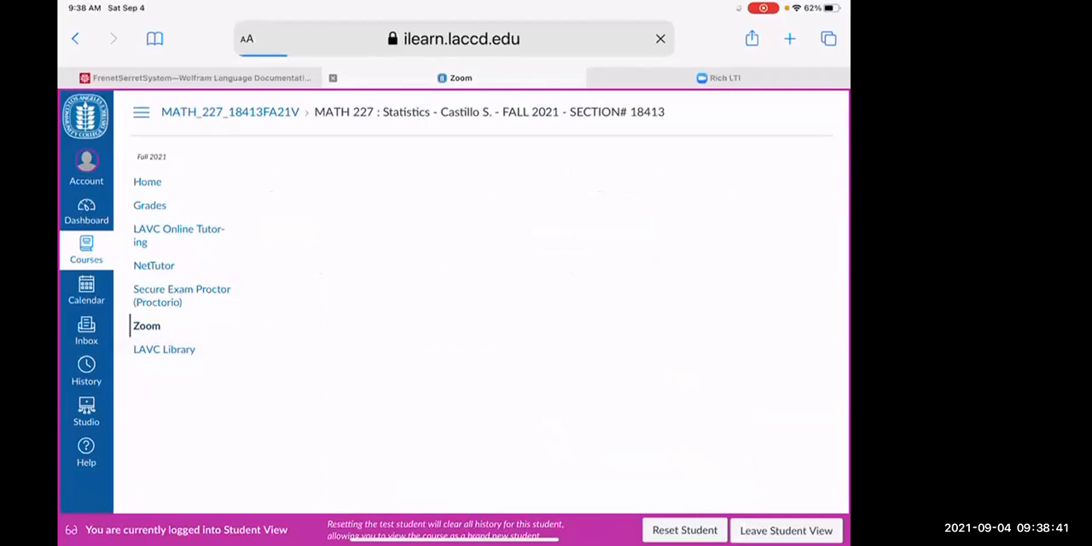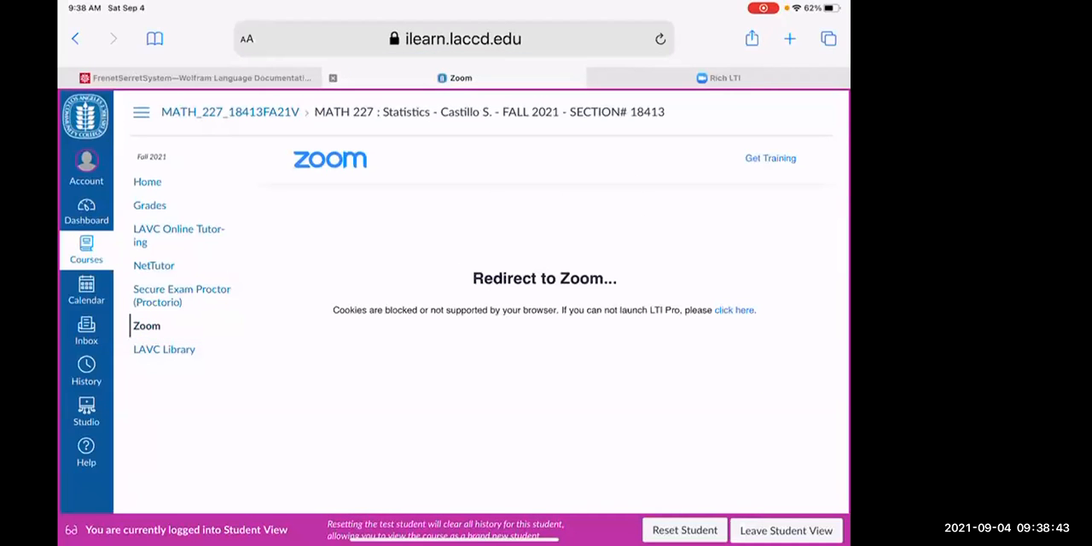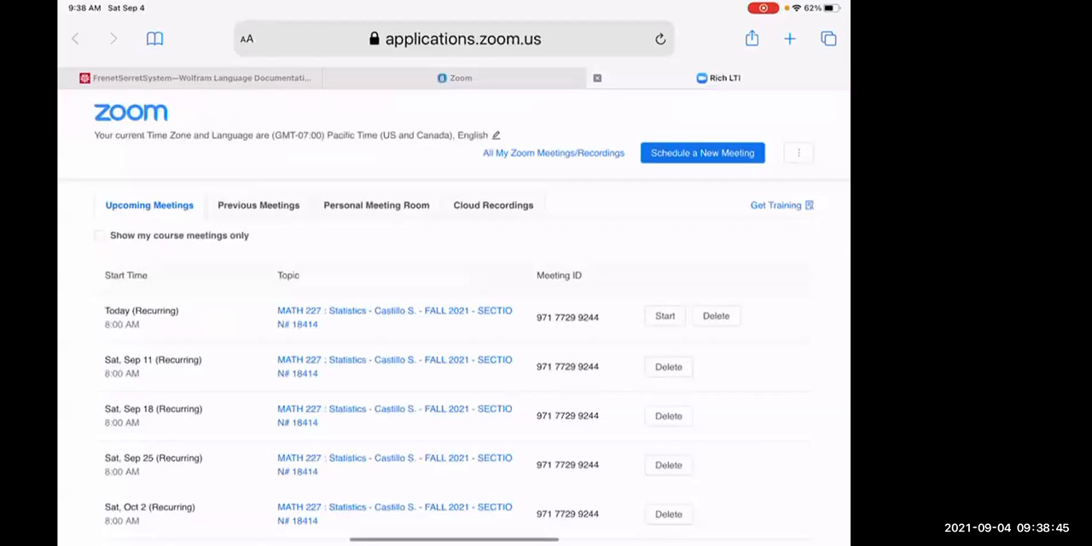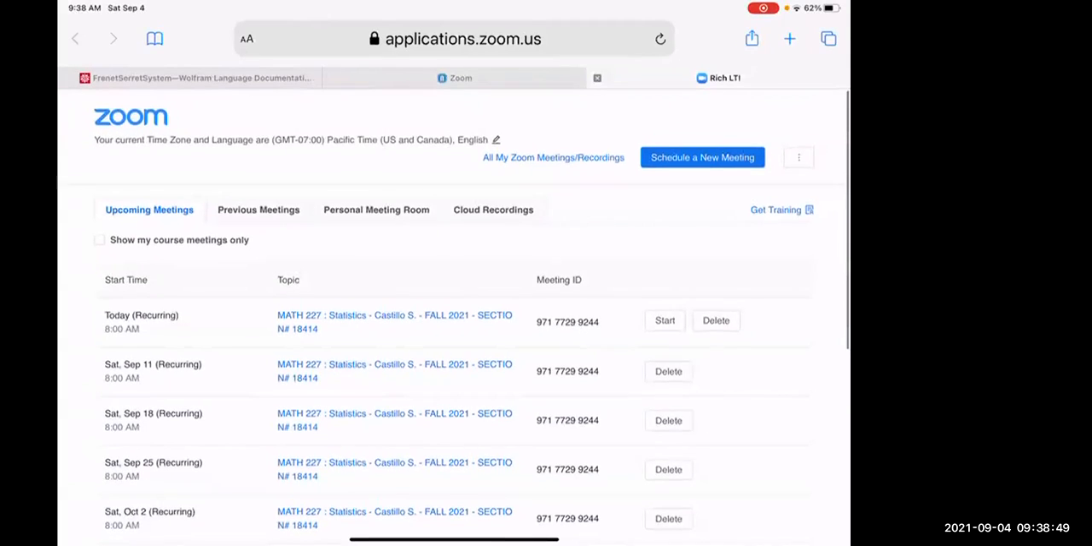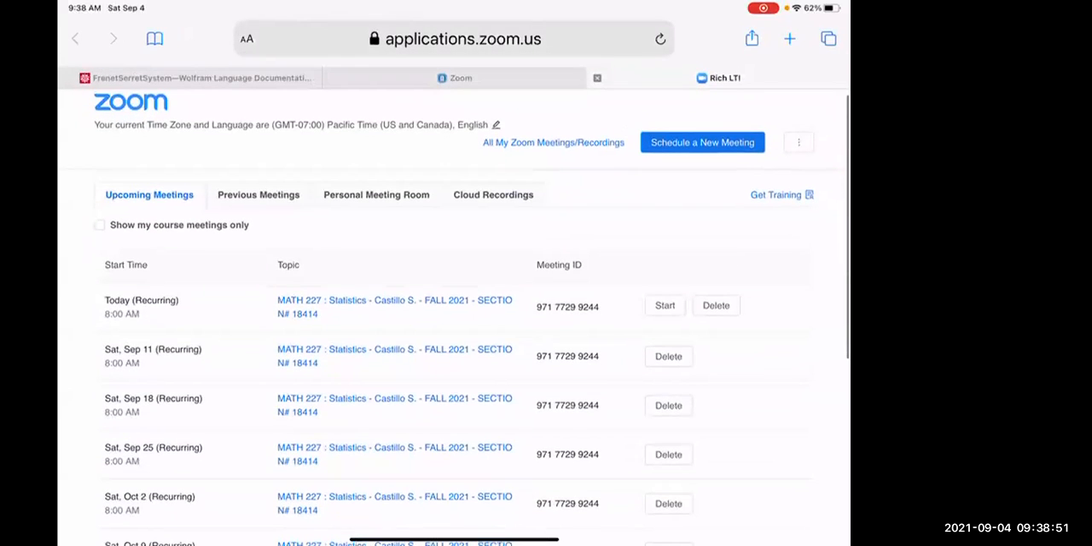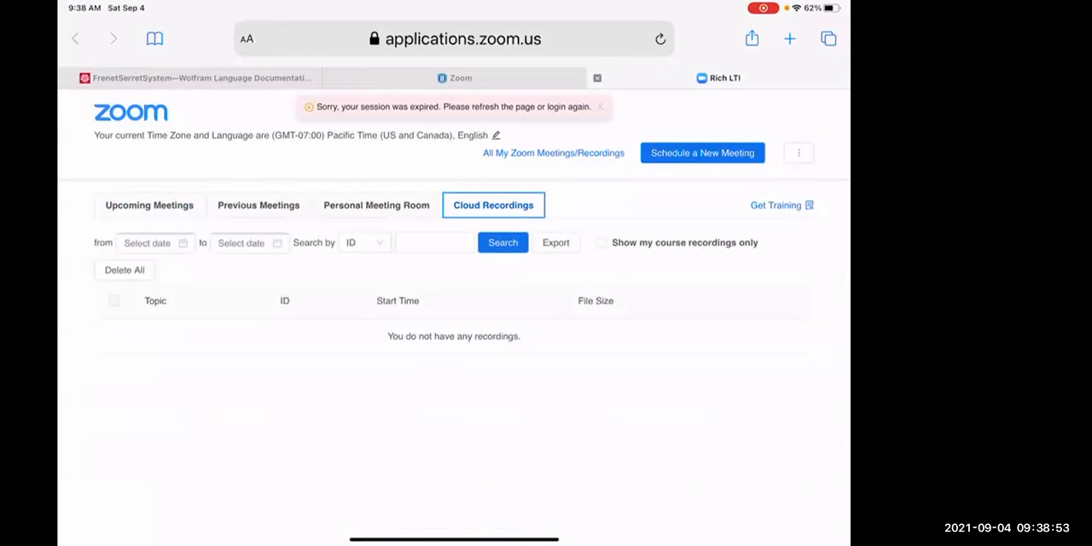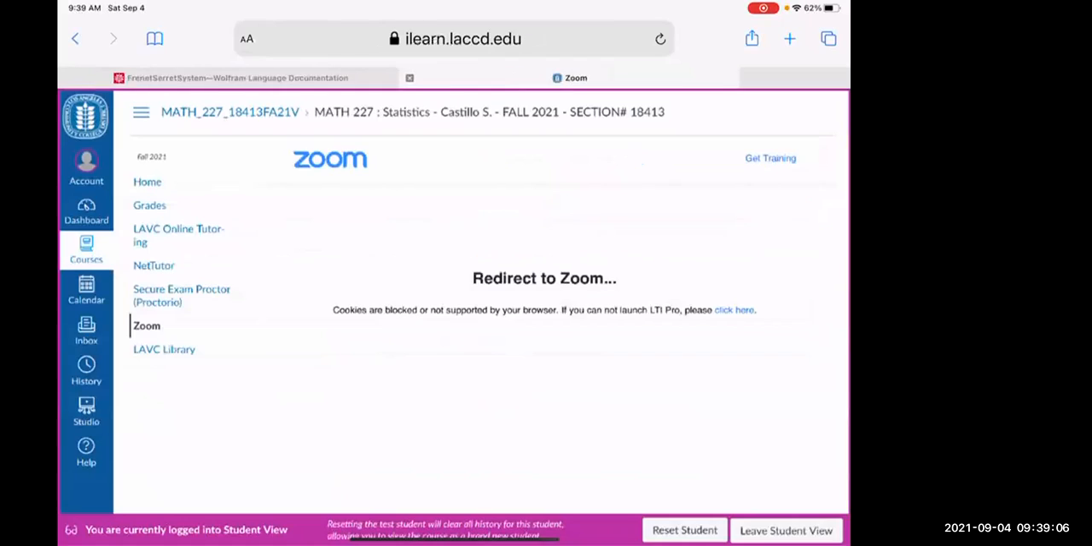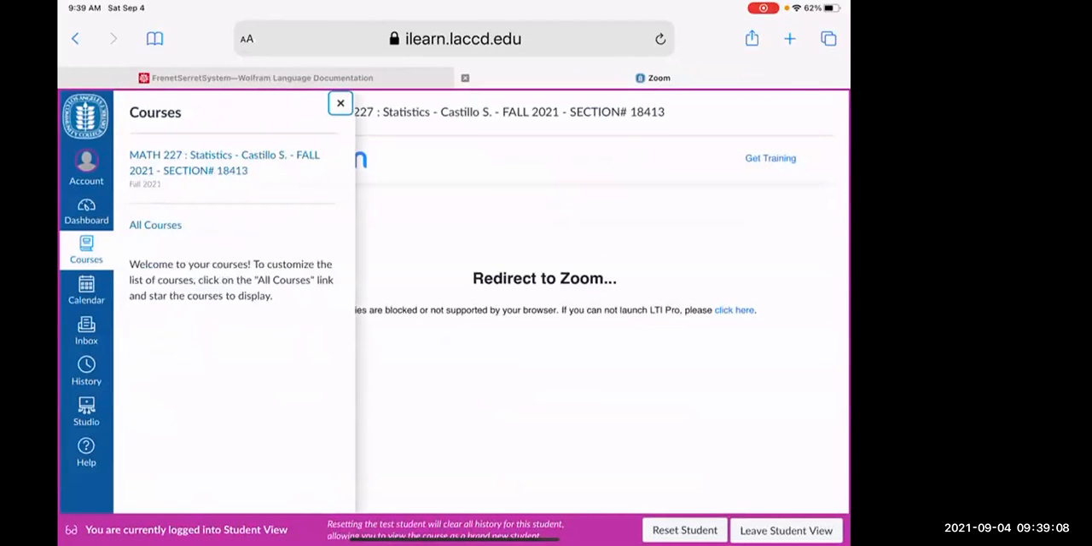If you look under Zoom and you see here where it says cloud recording, you click on cloud recording, and unfortunately there's nothing there because this is the first meeting. There's nothing there because we haven't met yet, but there would be stuff here if we had met previously.